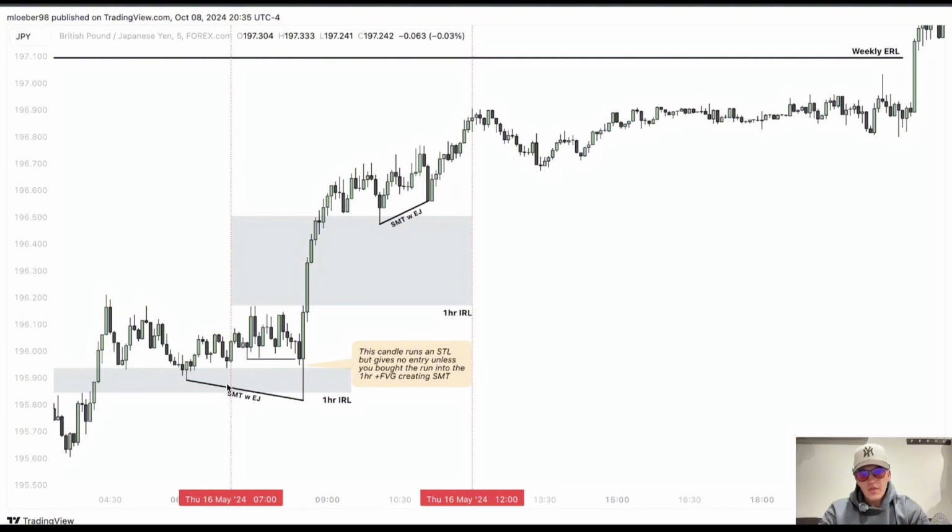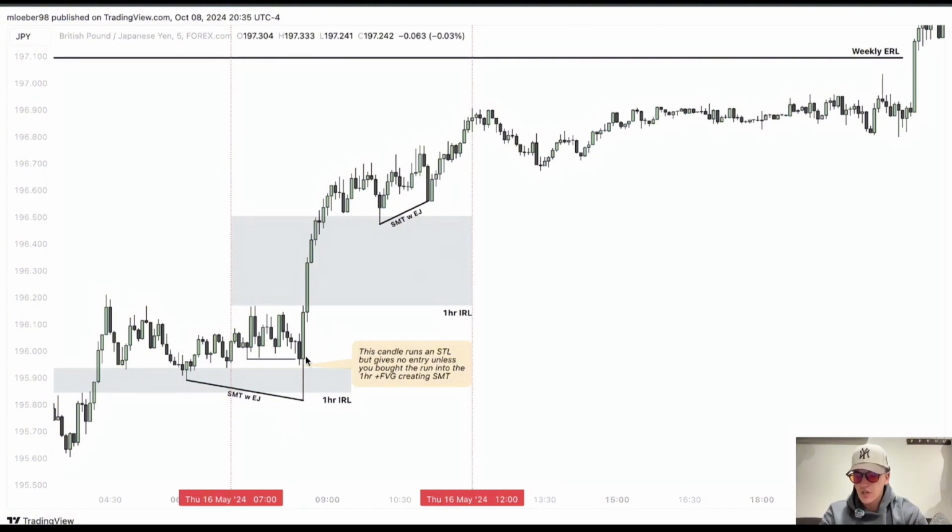And here it is. The first one, this candle resting here. It runs a short-term low, but it gives no entry unless you bought into the 1 hour bullish fair value gap, creating the SMT. So unless you saw and monitored Euro JPY at the same time when it ran this low and created SMT divergence, and then you bought that SMT run inside of that hourly gap, you would have missed the trade because there was no re-entry on the M5 change in state of delivery / order block candle. And that's fine because we could always move on to another stage.